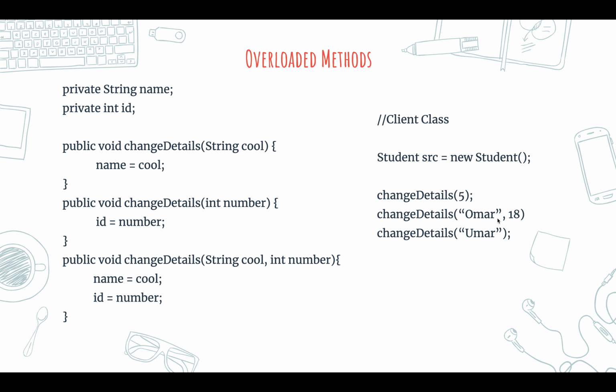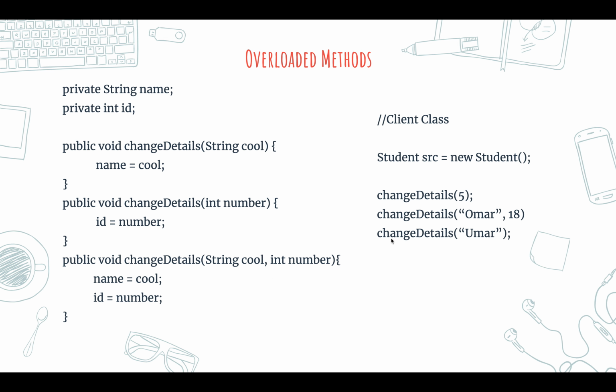So Omar gets sent to string cool. So string cool is going to be equal to Omar, and then integer number is going to be equal to 18, and then that gets plugged into name, and then ID gets equal to number. So name is now going to be Omar, and then ID is going to be equal to 18. So up to this point, we no longer have name equal to null. We have a name equal to Omar, and ID is going to be equal to 18. It's going to be no longer 5.